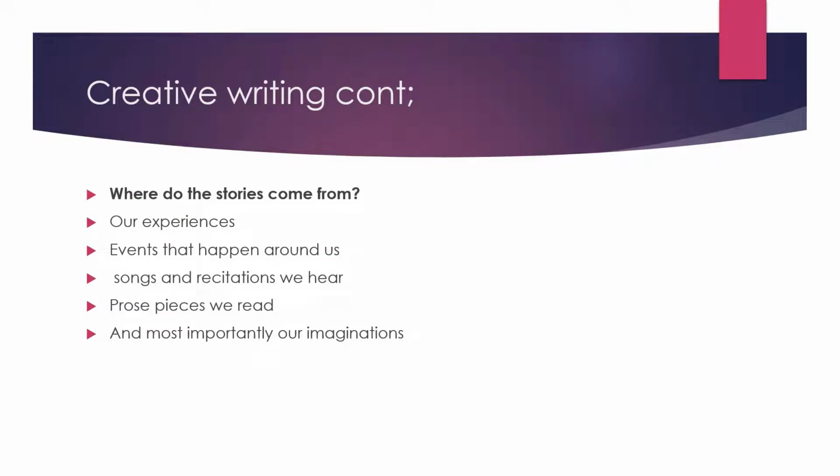Where do these stories come from? We've heard about the types of writing, but where do we get our stories? First and foremost, we get our stories from experiences, our own experiences, what we go through. For example, you may have had an accident, or you may have fallen sick, or you may have attended a burial ceremony, and you want to write about that. So you can come up with a story about your own experience.